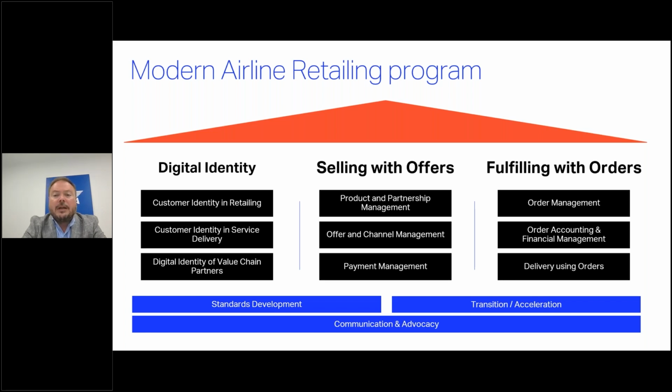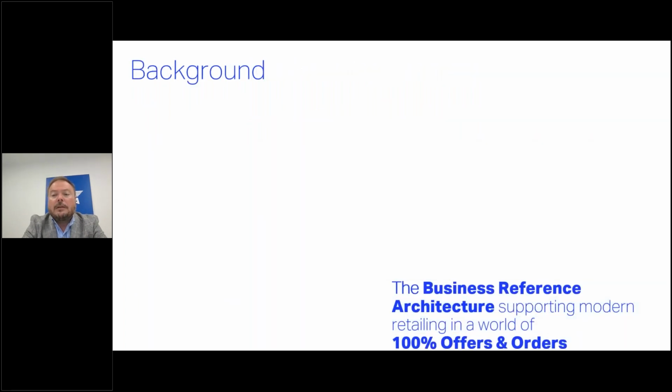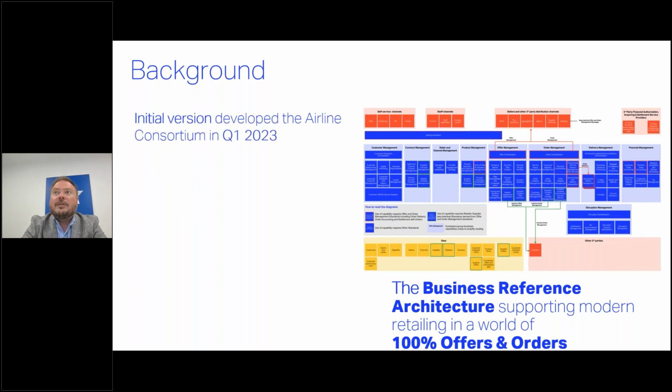And then, of course, as with any program, we have an underlying pillar that supports our communication and advocacy activities around the program. So this is the end-to-end scope. And now, just to get into a bit more detail of the background of reference architecture, if we do another click, then another, yeah. So this is how it looks.